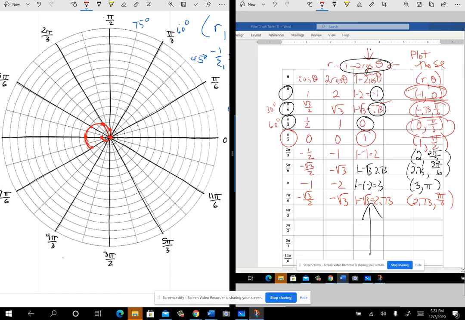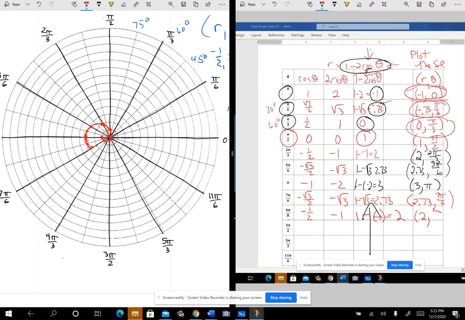I'll do one more. So at 4 pi over 3, okay, my cosine value is going to be negative 1/2. When I do 2 times that, I've got negative 1. Then when I do 1 minus that, it's 1 minus negative 1, which is going to be 2. So I have a 2 together with my, what is that, 4?